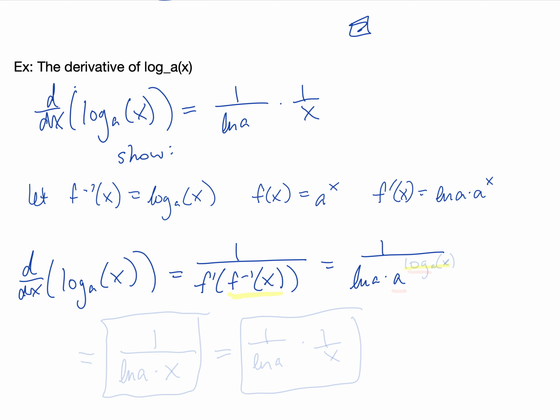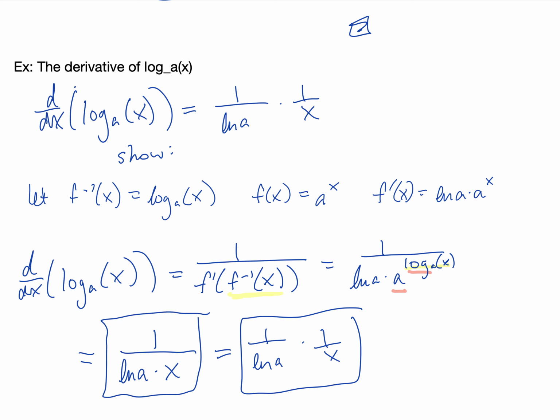F inverse of x is log base a of x, and so now we can simplify that. That's 1 over natural log of a, and a to the something and log base a of something cancel each other out. Those are inverse functions. So what we're left with is natural log of a times just x, or that's the same thing as 1 over natural log of a times 1 over x, and either way of writing it is fine. But that is the derivative with respect to x of log base a of x.